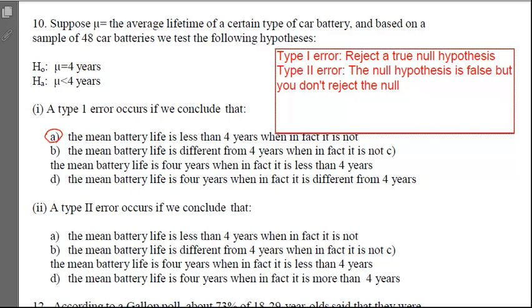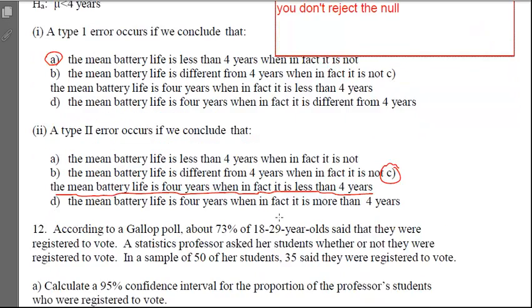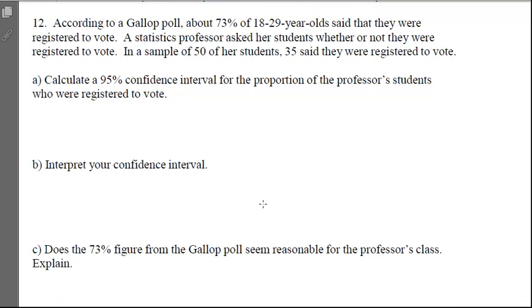Okay, and then a type 2 error, we would conclude that the null is true when in fact the alternative is true. So type 2 error means the null hypothesis is false, but you don't reject it. So we would conclude that the mean battery life is 4 years when in fact it is less than 4 years. So the C, for some reason, is up there, but the third answer is the correct one. Okay, so those are very hard for students, and so you might want to take another look at that, make sure you understand it. But we'll go ahead and move on.